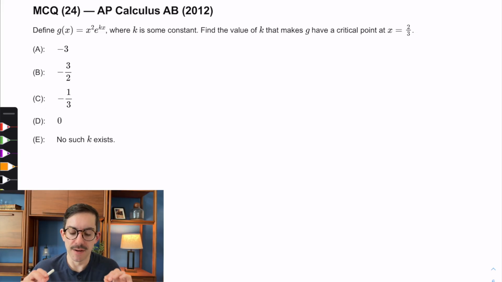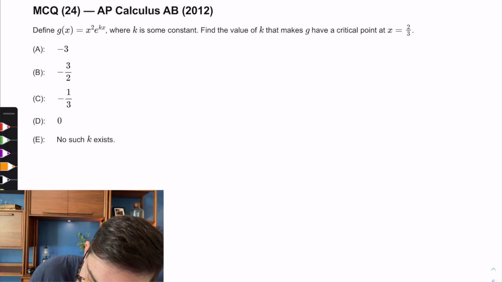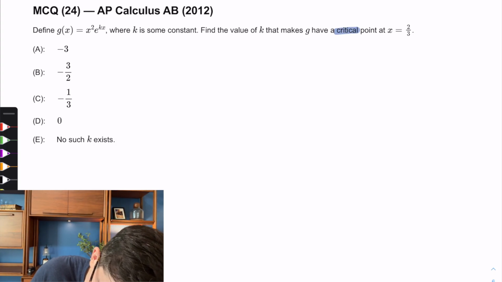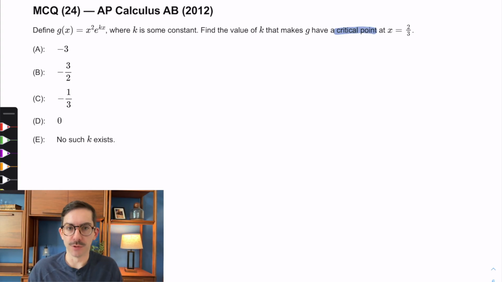All right, problem 24, last problem of the video. Now here we're given a function where there's a dependence upon a parameter value k, and we want to pick the value of k that makes the function have some property. Namely, that there's a critical point at some x value, x equals 2/3.